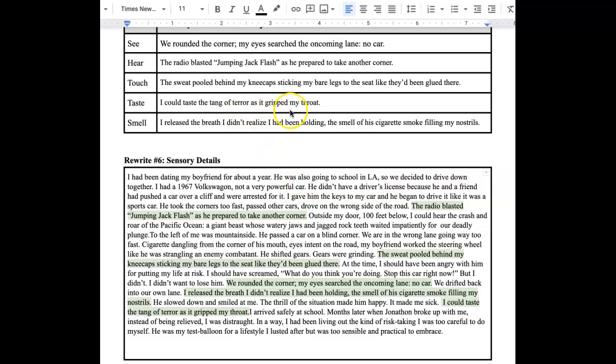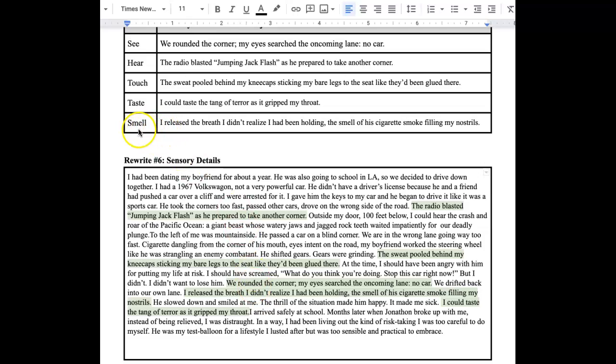Taste: I could taste the tang of terror as it gripped my throat. Taste is sometimes a hard one depending on your story. So this is kind of like tasting an emotion. And so I thought, well, let's put it here. The thrill of the situation made him happy. It made me sick. I could taste the tang of terror as it gripped my throat. I thought that was a good place for that.